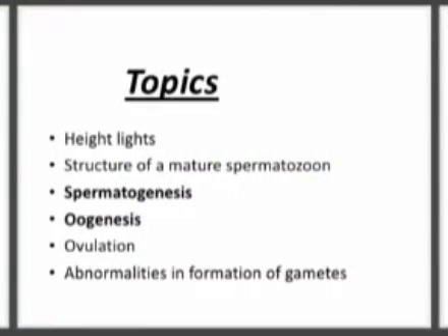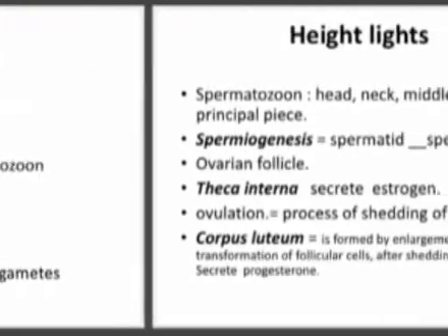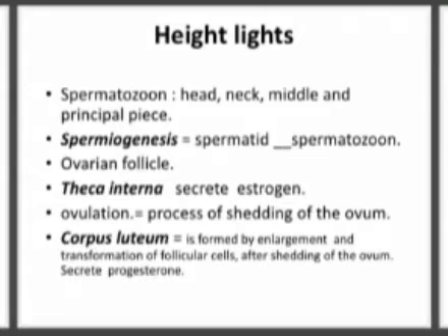Highlights: structure of a mature spermatozoon, spermatogenesis, oogenesis, ovulation, abnormalities in formation of gametes. Spermatozoon: head, neck, middle and principal piece. Spermiogenesis: spermatid to spermatozoon. Ovarian follicle: theca interna secretes estrogen. Ovulation is the process of shedding of the ovum. Corpus luteum is formed by enlargement and transformation of follicular cells after shedding of the ovum, and secretes progesterone. These are the highlights.